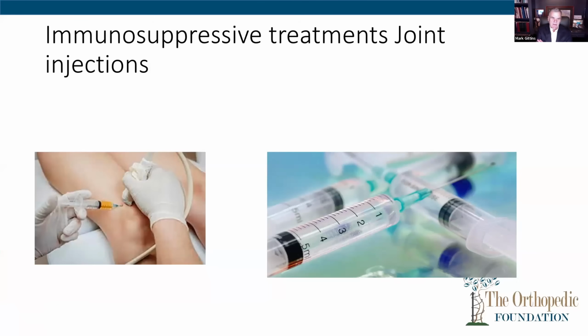Immunosuppressive treatments and joint infections. If the person's a rheumatoid patient, we're going to have to get them off some of their immunosuppressants. But the biggest thing we see day in, day out is people injecting joints that are ready for arthroplasty. And that basically puts them on the sidelines for 3 to 6 months.